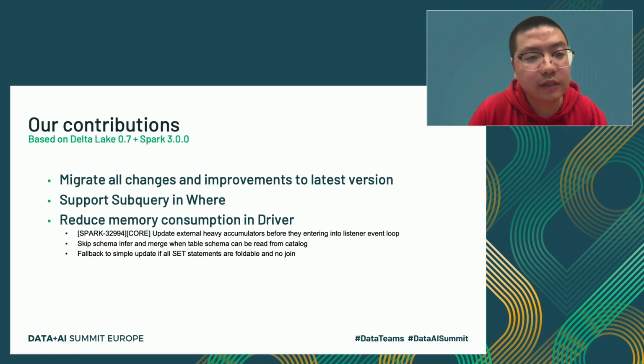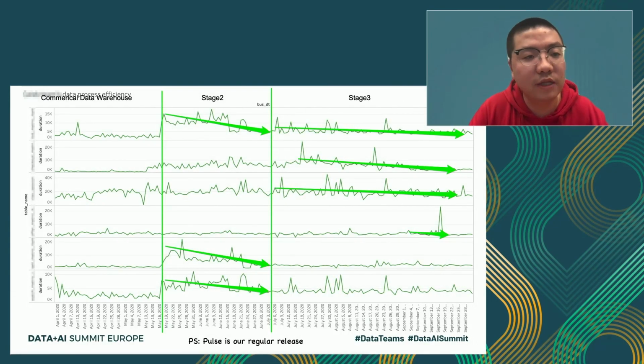So in stage 3, our contribution is we migrated all of our changes and improvements to the latest version, and we support subqueries in where. Also, we did many works to reduce memory consumption for the driver. For example, we skip schema information in merge with some big tables if it is read from the catalog, and others.